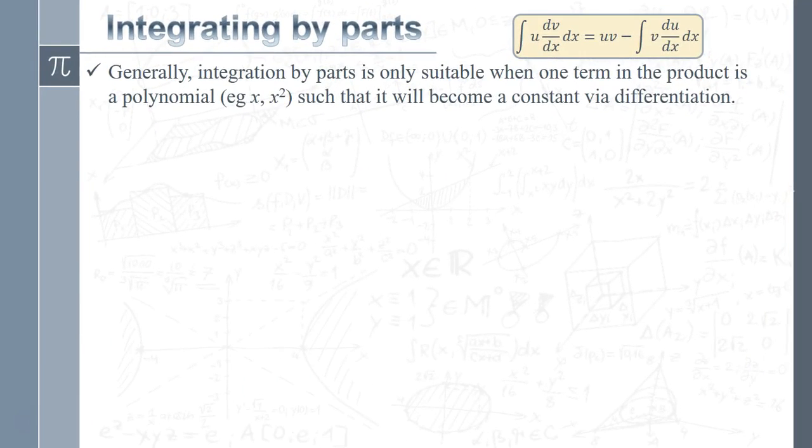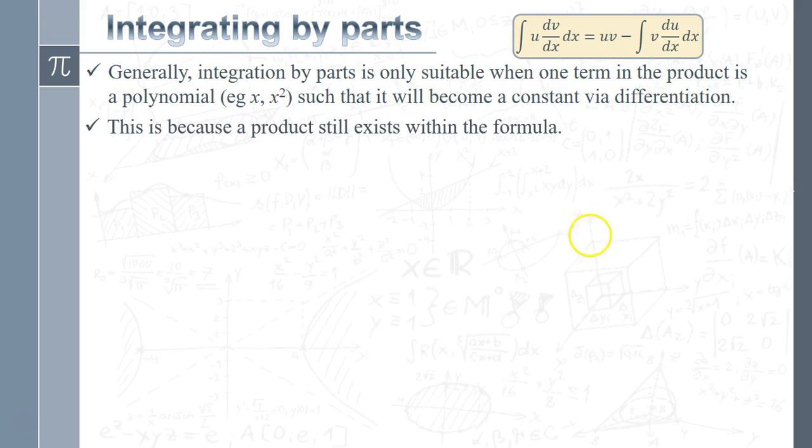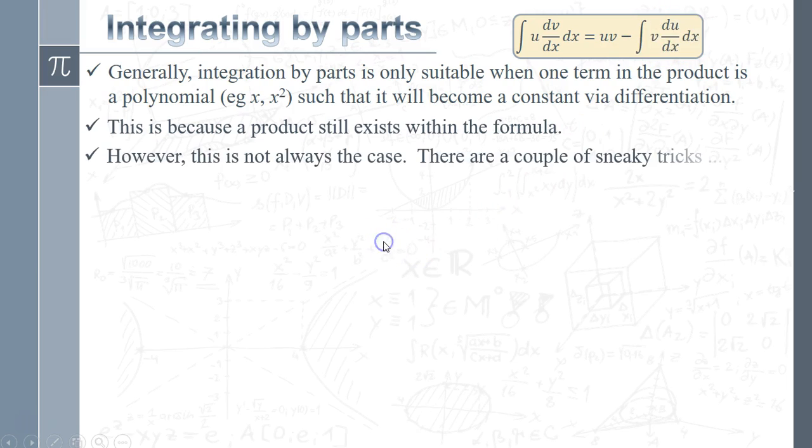So on we go. Generally the integration by parts, it says there, will only work when you've got one term that's a polynomial, so it will break down via differentiation. So for example, an x squared becomes 2x, which eventually then breaks down to become 2. And the reason for that is because within our formula we've still got a product here. So you need v to become a constant, so we've only got one thing to integrate and we haven't got that product. But there are exceptions to that.